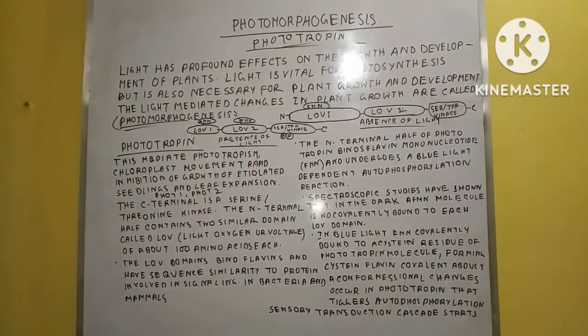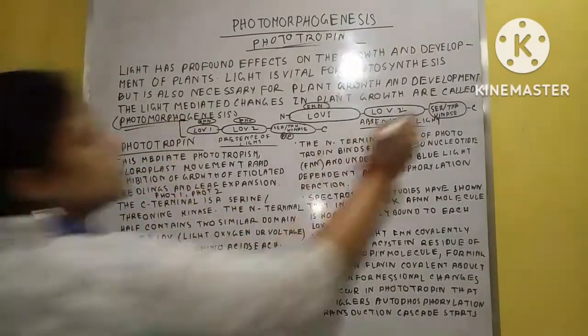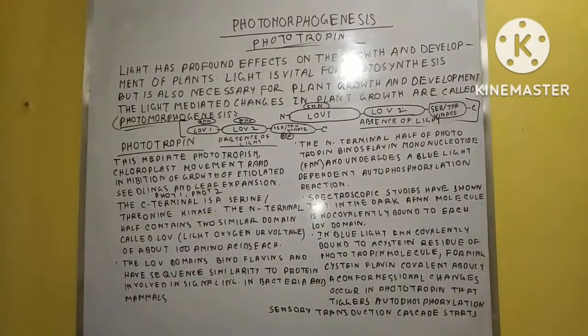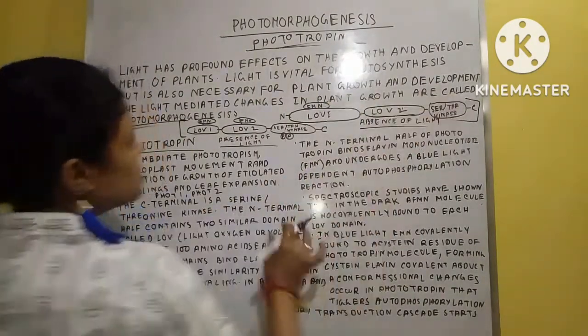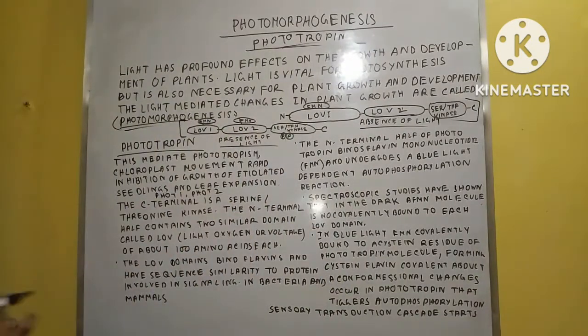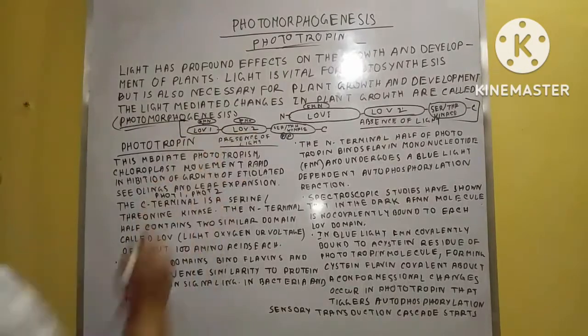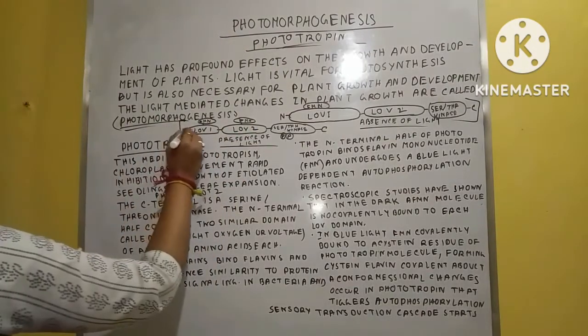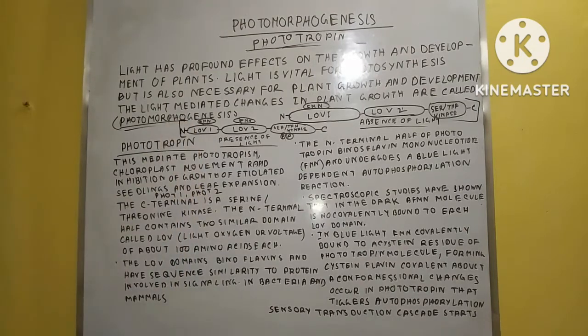The phototropin, actually, this is the mode of activity. The absence of light, this is the situation, and the presence of light, this is the situation. So you can say LOV1 and LOV2. These are the two domains, LOV1 and LOV2, which are very important for phototropin.